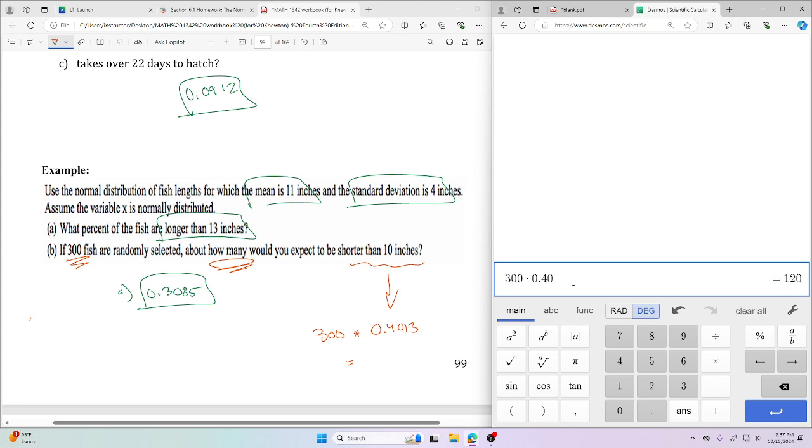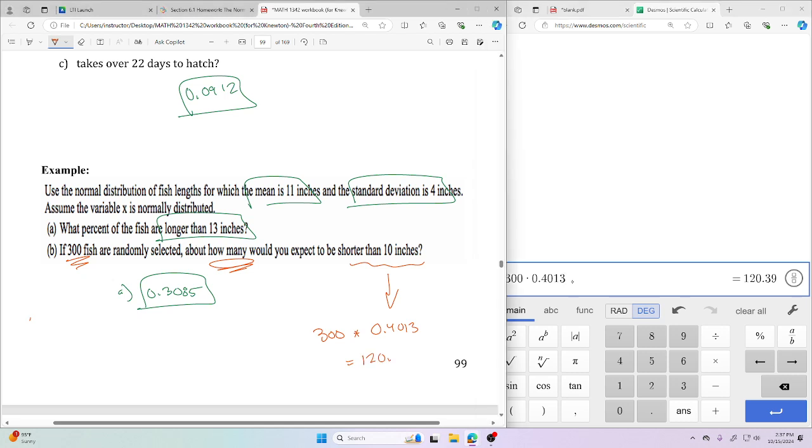300 times the 40%. So, yeah. Does that make sense? About 40% is about 120 fish. Good?